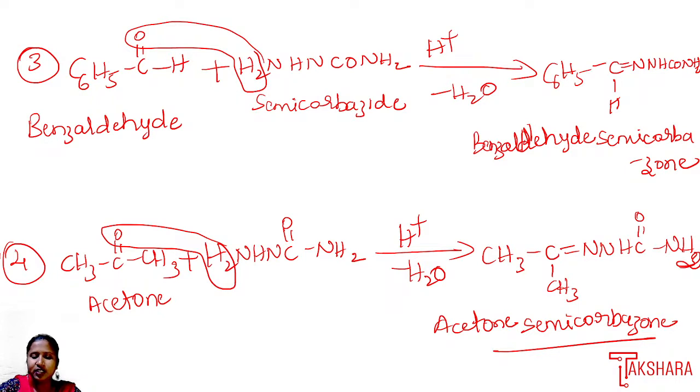So next we'll consider one more example, taking a bigger ketone molecule, that is acetophenone, C6H5 C double bond O CH3, which is called acetophenone.